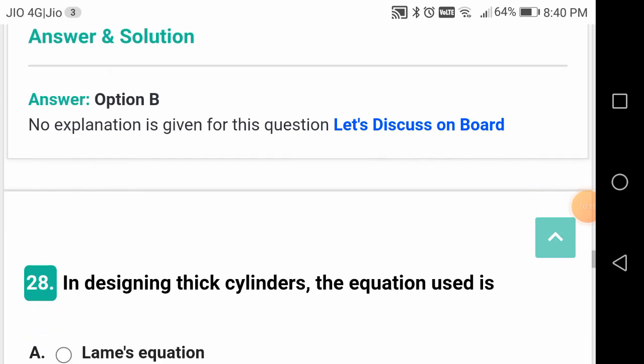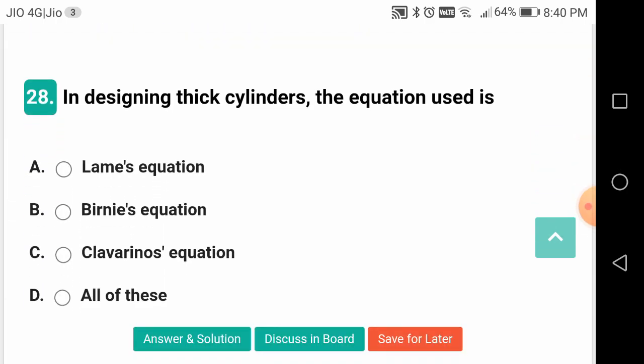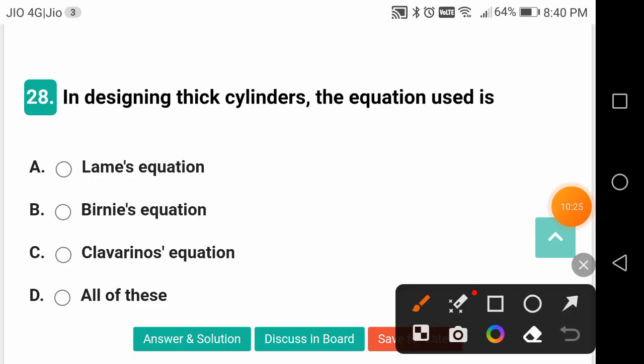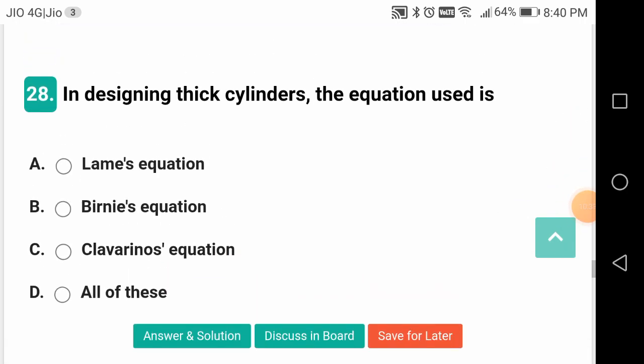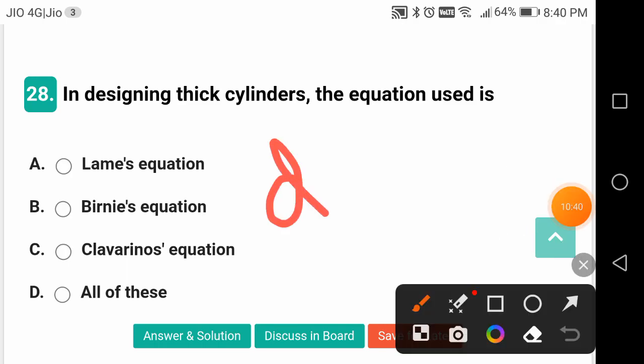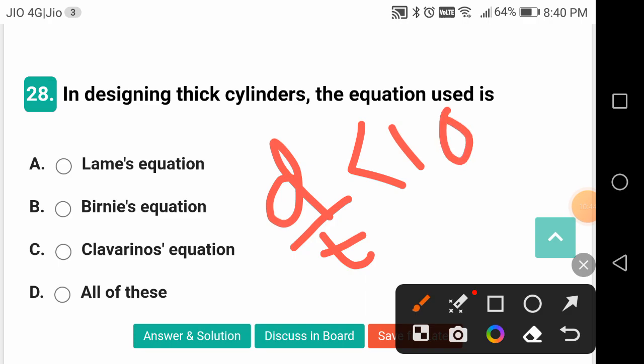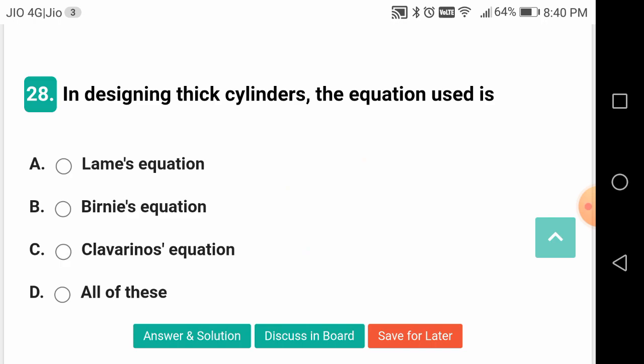Double shear. In designing thick cylinders, all these equations are used, friends, for designing thick cylinders. How is a thick cylinder identified? It is the D by T ratio, diameter of the shell and thickness. If D is less than 10T, it is called a thin cylinder. If it is more than 10T, it is called a thick cylinder.